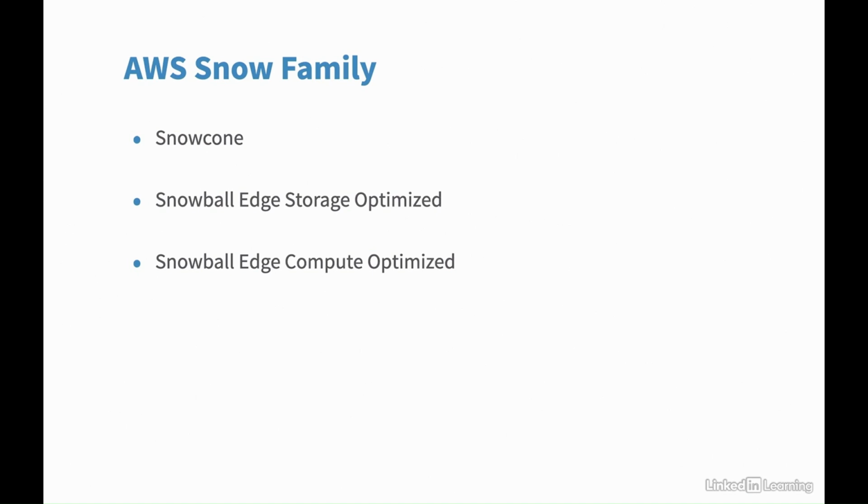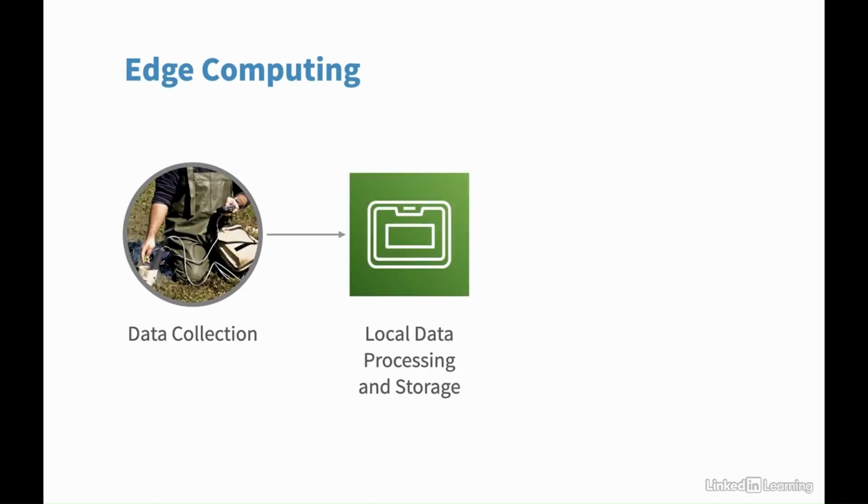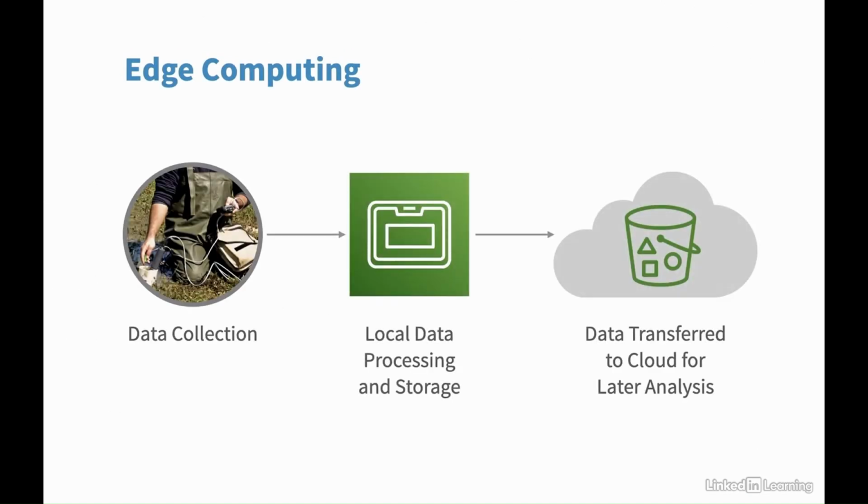You can see the specs on AWS's documentation, but they vary in both storage and compute capacity. Why compute? Because the Snow family devices are not just used for shipping data, they're also used for edge computing. Edge computing refers to scenarios where you need a device that can collect and process data, but that must run in an environment where conditions or connectivity make it impractical to work directly in the cloud.